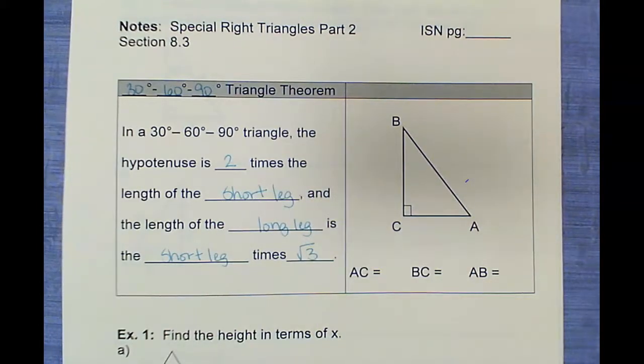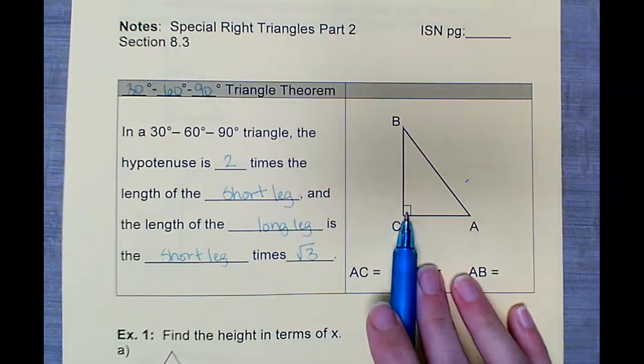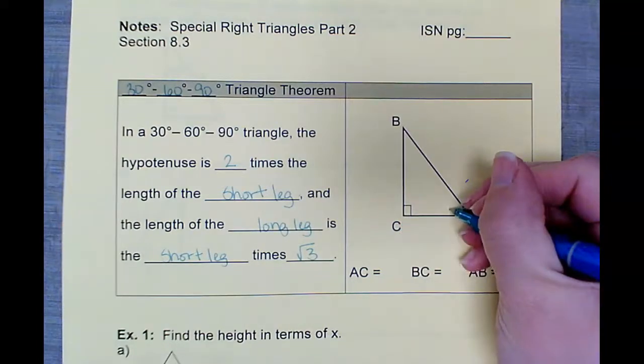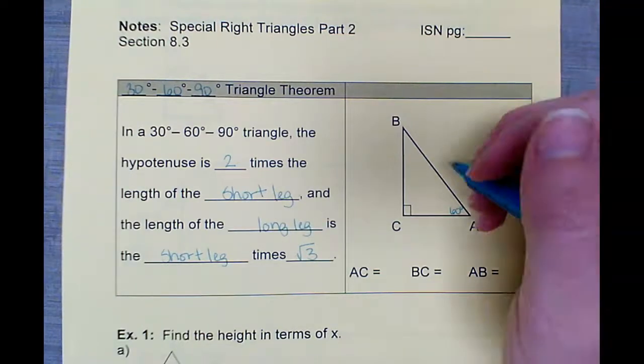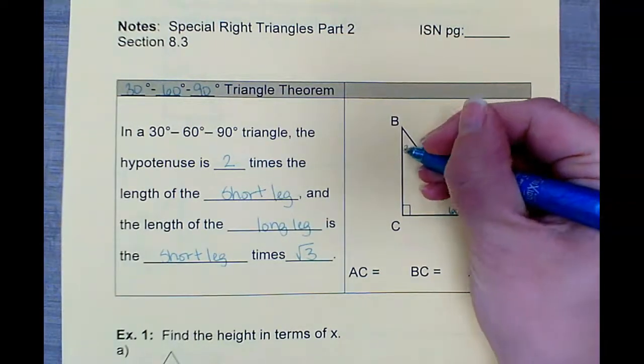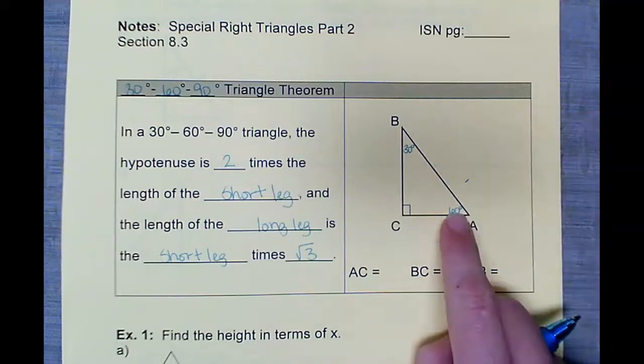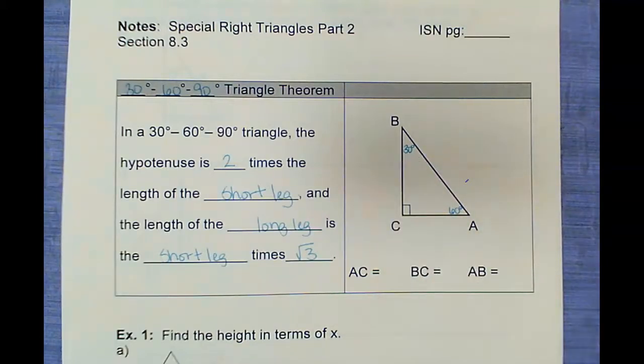So in our figure, we have the right angle that's given to us. I'm going to go ahead and declare that this angle right here is a 60 degree angle. And by the triangle sum theorem, we know that if this is 60, then this must be 30 degrees. So we've got a 30, 60, 90 triangle.